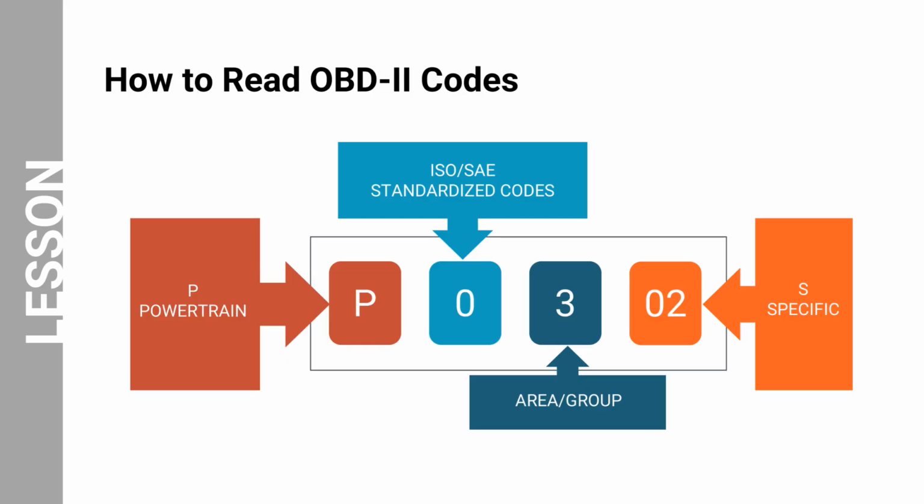Now, let's break down how to read the OBD2 code by looking at the example on your screen. The first character is letter P for powertrain. The second character is number 0, which tells us it is a standardized generic code. The third character is number 3 that tells us the location of the subsystem. The last two characters that are numbers 0 and 2 tell us the specific code or fault in the subsystem.